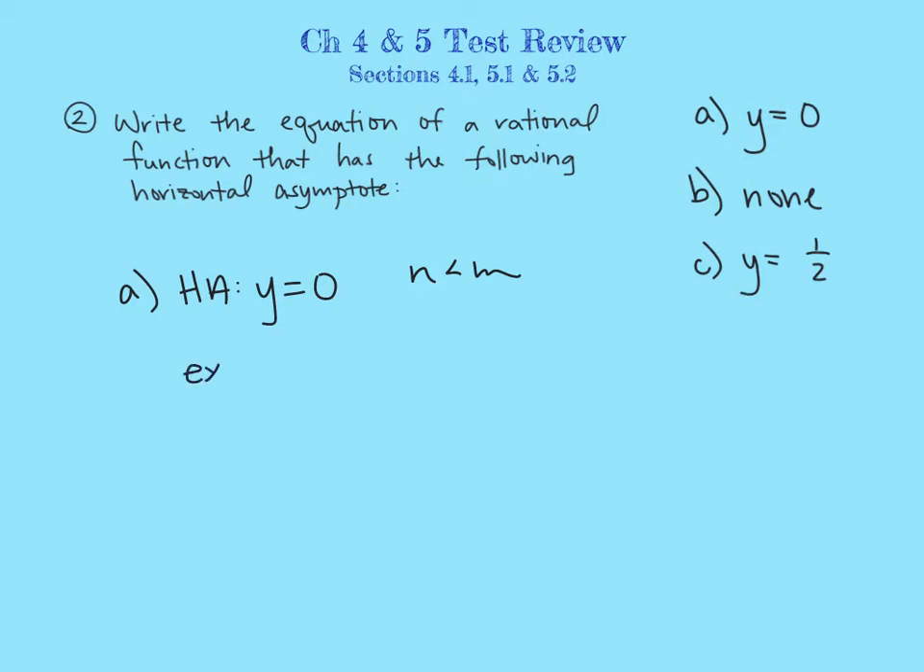So, for example, we could have a rational function that has a degree of 3 in the denominator, and we could have a degree of 1 in the numerator. So this is just one of an infinite amount of examples, so long as the degree of your numerator is less than the degree of your denominator.